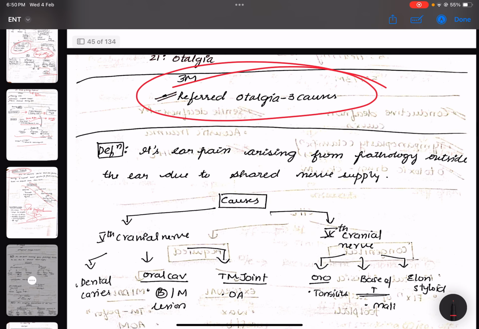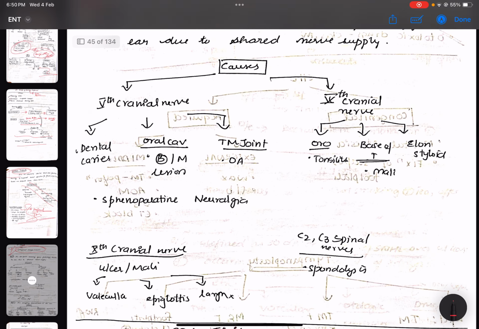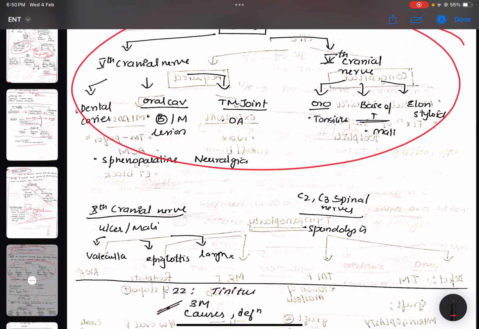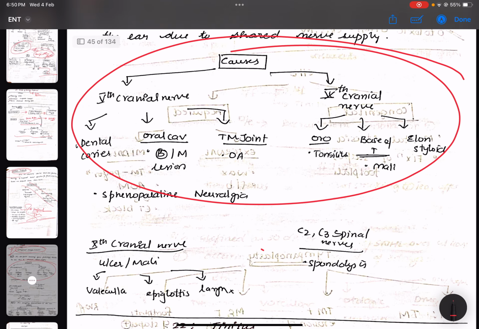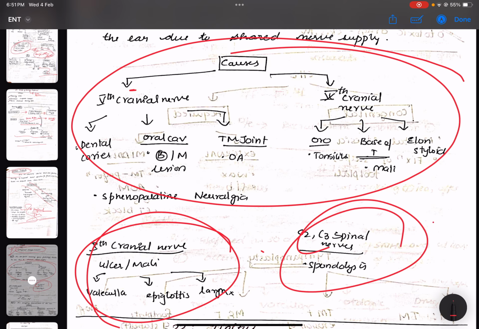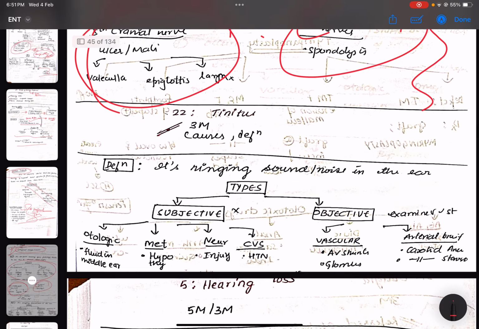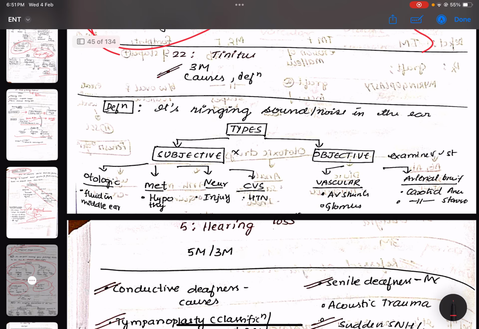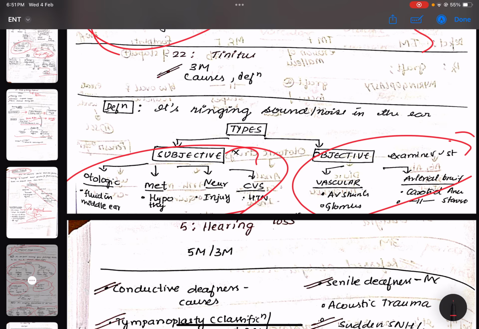Again, 3 marker narration. Again, 3 things you remember: causes. Okay, so these are the causes of referred otalgia. So make sure, if you are finding it difficult to remember all these things, again remember any 3 things. Again, 10th or again spinal nerves or 5th cranial nerve. Again, tinnitus again divided into subjective and objective. Remember 3 here, remember 2 here. Okay, that should be more than enough.